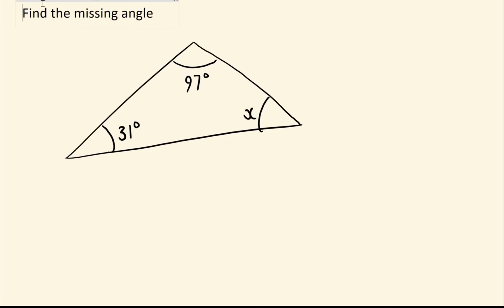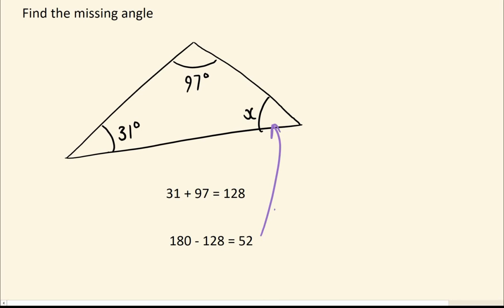Find missing angles. This we've done for quite a while now. We know we can just add together the angles we know. So 31 plus 97. We know all the angles must add up to 180. So we just do 180, take away the angles we've got, and that will give me my missing angle. So here x is going to be 52 degrees.